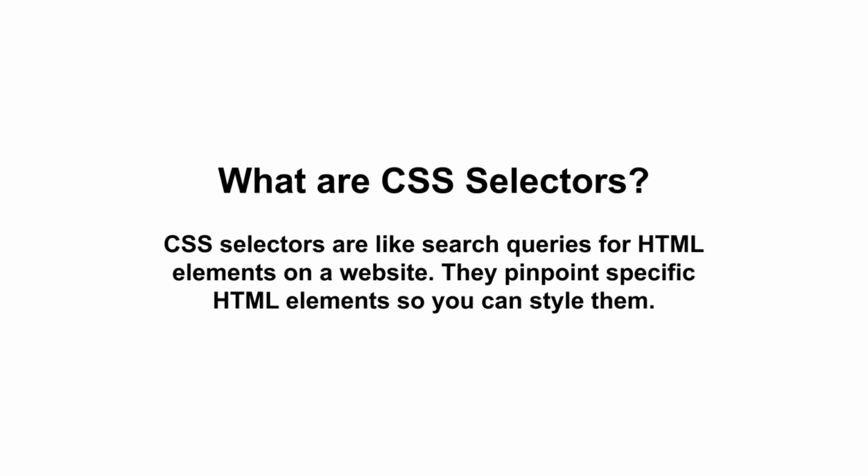CSS selectors are like search queries for HTML elements on a website. They pinpoint specific HTML elements so you can style them. An HTML element is a content on our website. It can be a title, a text, an image, or anything. So basically, CSS selectors tell the computer what elements or content we are styling with our CSS code.